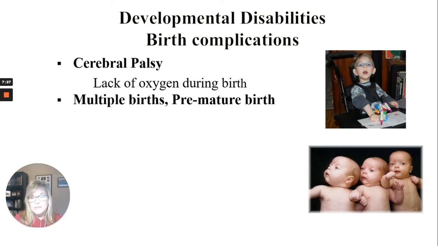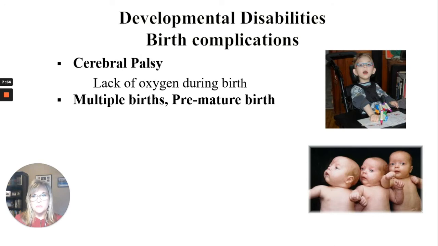Premature babies, preemies, definitely can have developmental delays. Now, oftentimes, I usually have several people in class that were preemies, and sometimes it's just a matter of you're a month or so behind your peers until you can catch up. So a baby who is born a month early is going to be a month behind their peers because they need to make up for that time that they didn't have in the womb.